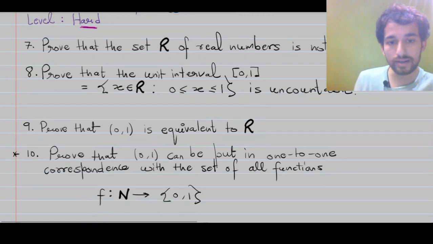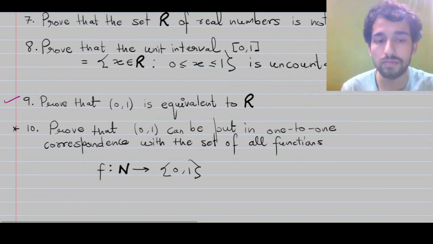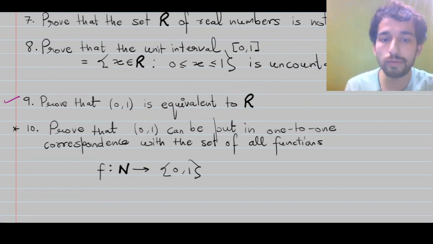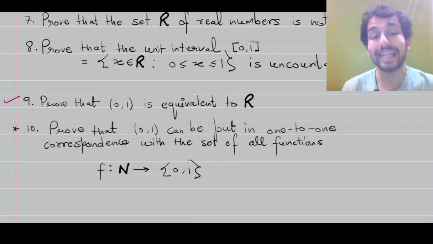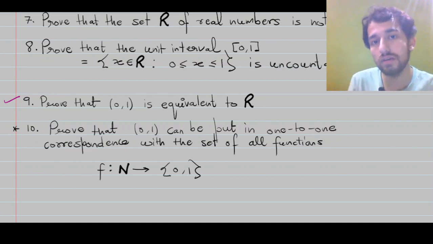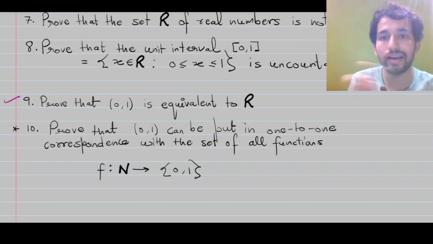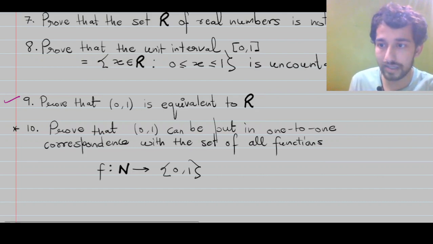And that's what the ninth problem, which I have just noted here, is about: try to prove that the open interval (0, 1) is equivalent to the set of real numbers. That is, you should be able to find a bijection, a one-to-one correspondence, between the open interval (0, 1) and the set of real numbers. Both are uncountable.